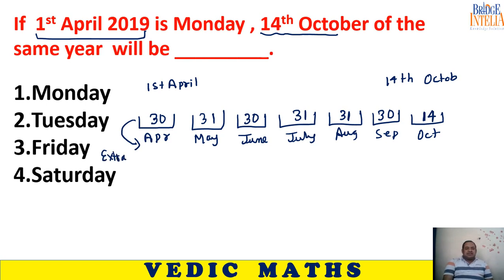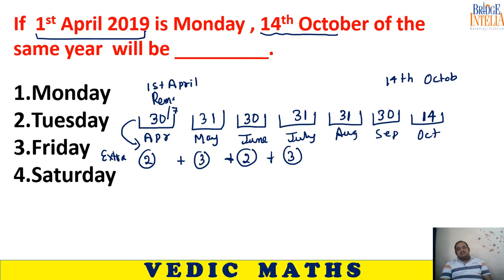So how do you find extra days? Divide each month by 7 and find out the remainder. So 30 by 7, remainder is 2. 31 by 7, remainder is 3. June 30 days, 30 divided by 7, remainder is 2. July 31 days, 31 divided by 7, remainder is 3. August again 3. September 2.